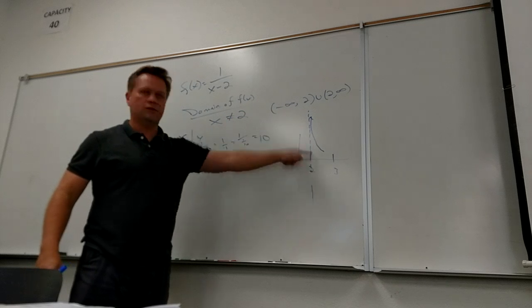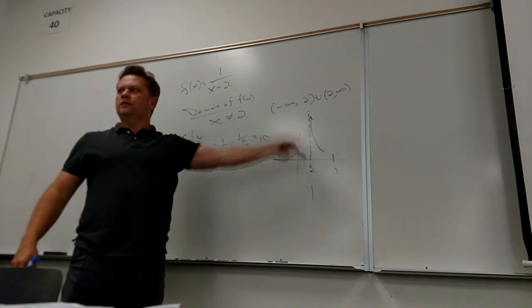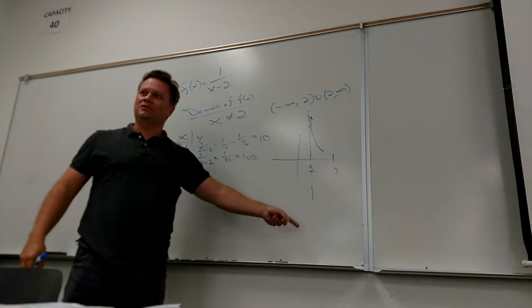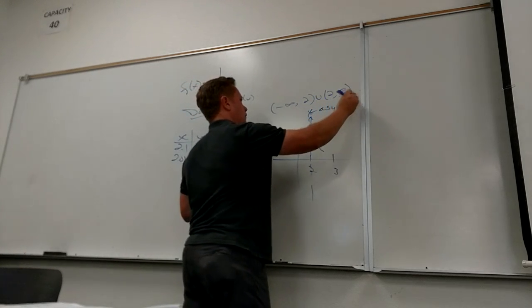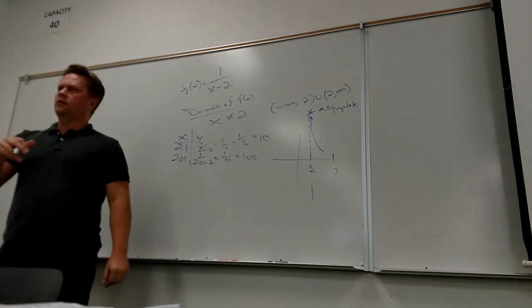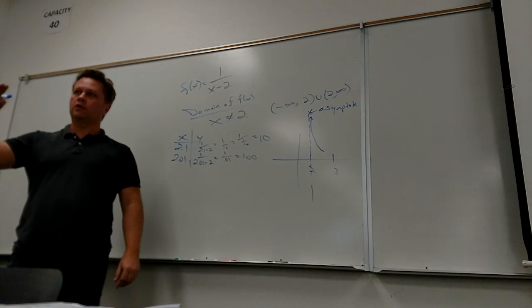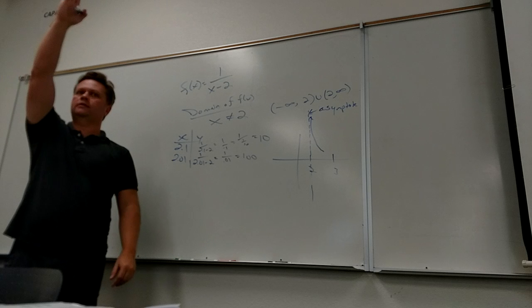Who knows what this line is called that I drew, this dotted line? It's an asymptote. You guys ever heard of that? An asymptote is something that you can get really close to, but you just can't cross it. You can't get past it.